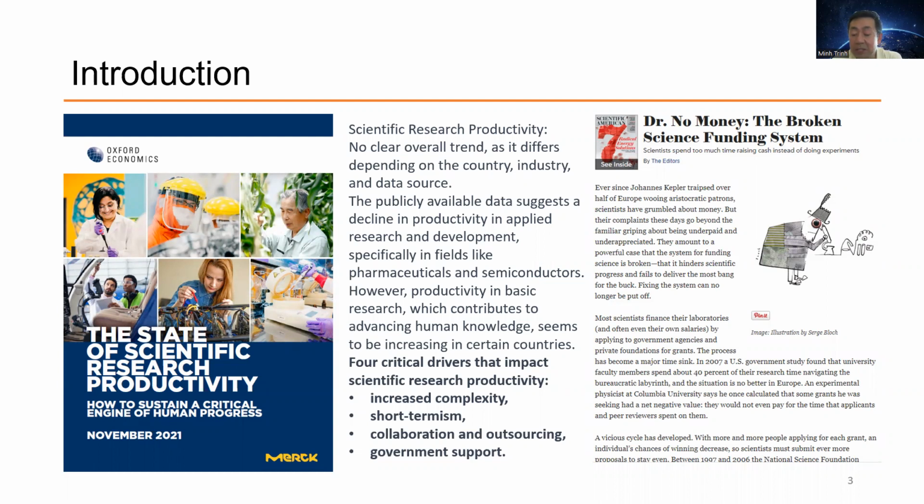The second piece of information I found interesting was an editorial in Scientific American. It's from maybe 2011, but I think it's still valid. I'll read you an excerpt. It says that most scientists finance their labs by applying to government agencies and private foundations for grants. In the US, that would be the National Science Foundation, or NIH for health and medical science. In 2007, a US government study found that university faculty members spend about 40% of their research time navigating the bureaucratic labyrinth, and the situation is no better in Europe.